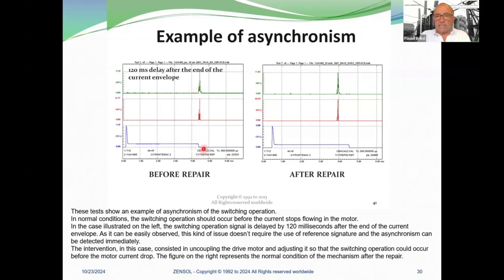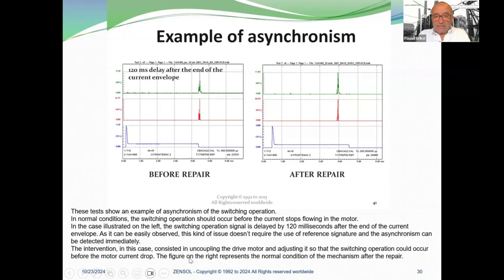Here you can see the end of the current is here, and the transition has occurred 120 milliseconds after. So this is not normal for this kind of tap changer. The intervention in this case consisted in coupling the drive motor and adjusting it so that the switching operation could occur before the motor current drop.